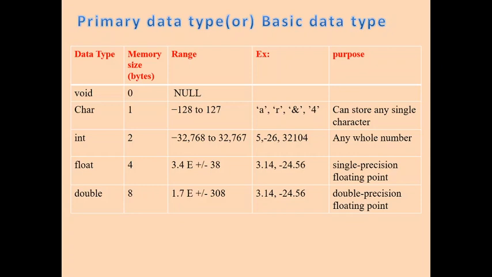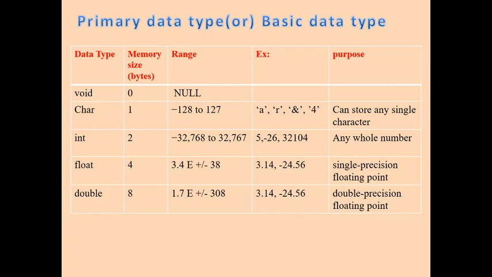Next primary data type is double. Double is also used to represent real numbers, but with double precision, and its memory requirement is 8 bytes. Next, what types of operations can we perform? On integer, float and double, we can perform any arithmetical operations like addition, subtraction, multiplication, division, etc. Whereas with the character data type, you cannot perform arithmetical operations.